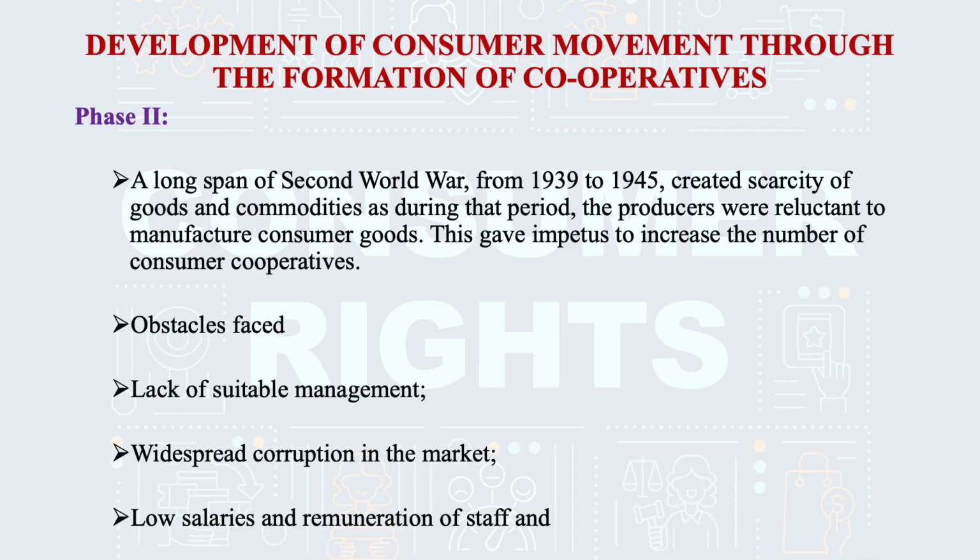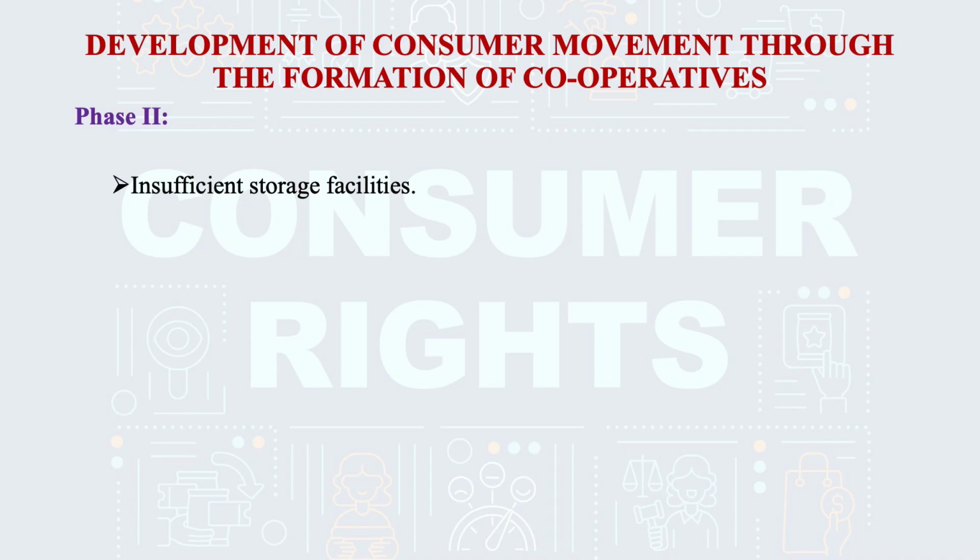The corruption was prevalent during the Second World War, when the acute shortage was there. The market system collapsed totally. The corrupt practice was at the highest level. And there were low salaries and remuneration of staff and also insufficient storage facilities. So these are the things that prevailed in phase 2.